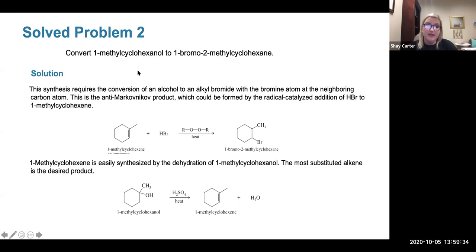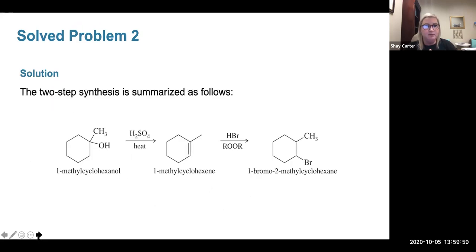So look over this example and make sure that you understand it. But this is what's called a multi-step synthesis reaction, and we're going to get more problems like this where it may not be a one-step synthesis reaction, but you may have to figure out how to synthesize your raw materials in order to synthesize your product. So here's the summary of our two-step synthesis.